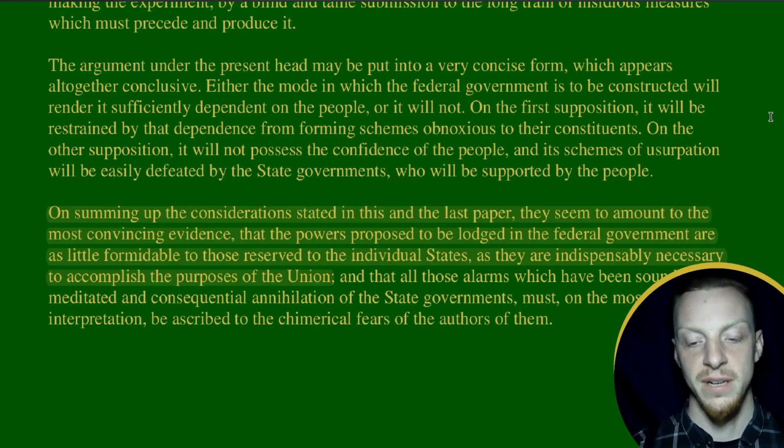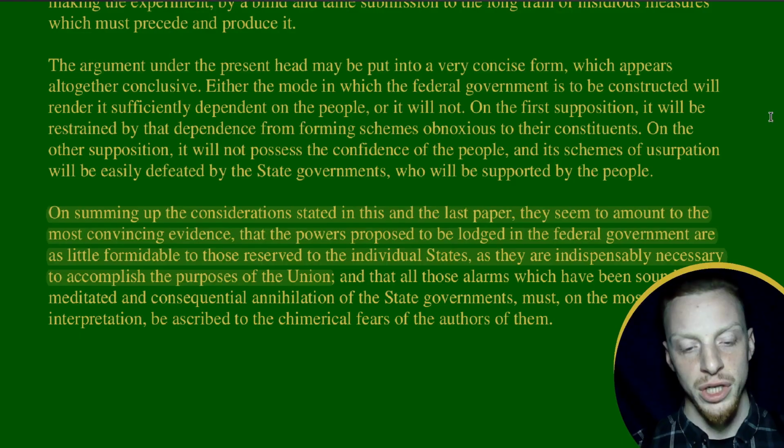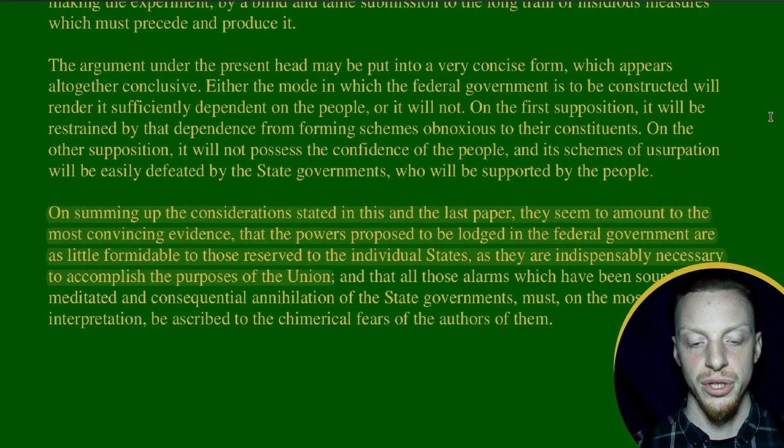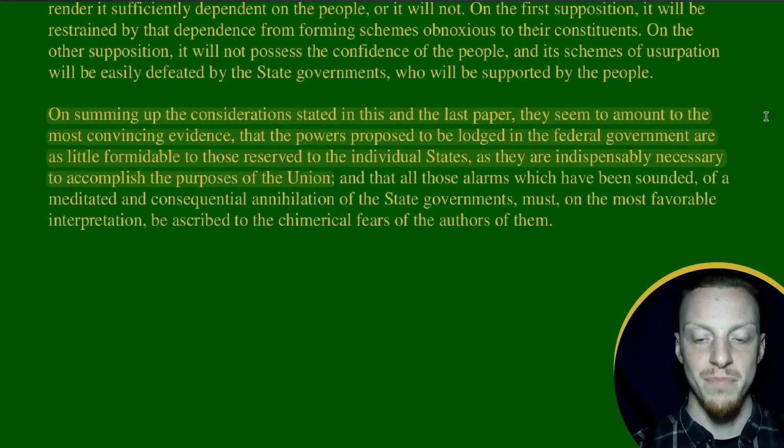Either the mode in which the federal government is to be construed will render it sufficiently dependent on the people, or it will not. On the first supposition, it will be restrained by that dependence from forming schemes obnoxious to their constituents. On the other supposition, it will not possess the confidence of the people, and its schemes of usurpation will be easily defeated by the state governments, who will be supported by the people.